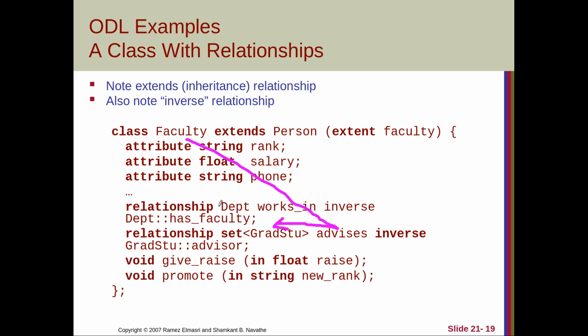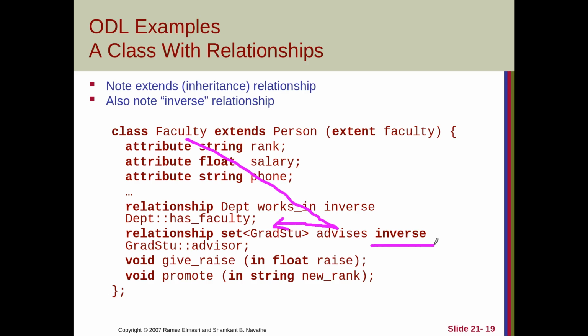In the previous relationship, a faculty is related to a department, one to one. Here we can see a faculty advises a set of graduate students. That means one to many. This is a one to many relationship.